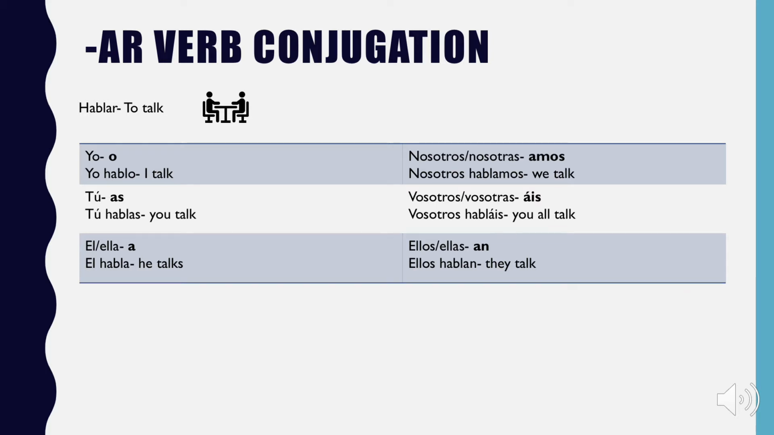In the nosotros form, we replace the AR with amos. Nosotros hablamos, we talk. Everyone say that. In the vosotros form, we replace the ending with áis. So we say vosotros habláis. That's you all talk.